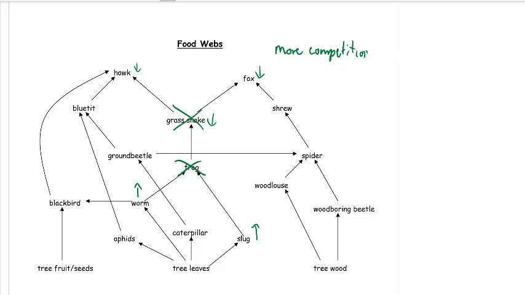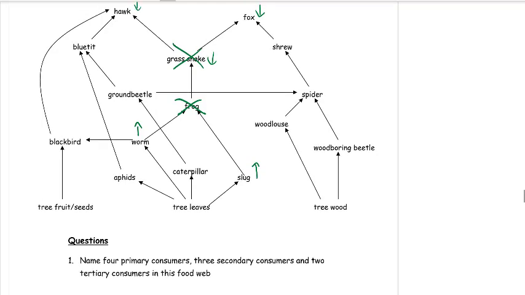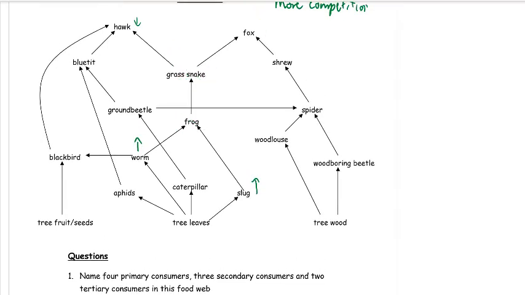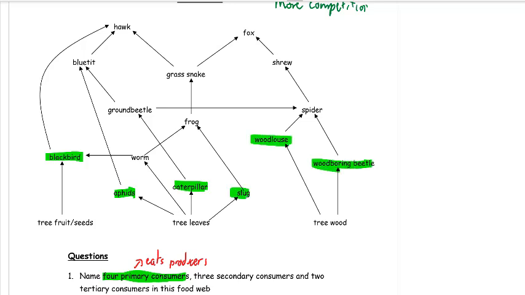So this sort of gives us a lot of things to think about. But if we go back a step and just think about this in terms of food chains and energy transfer, in this, we can name different producers, primary consumers, and tertiary consumers. So, name 4 primary consumers. Remember, a primary consumer is something which eats producers. So the primary consumers are blackbirds, aphids, caterpillars, slugs, woodlice, woodborne beetles, and worms as well, actually.